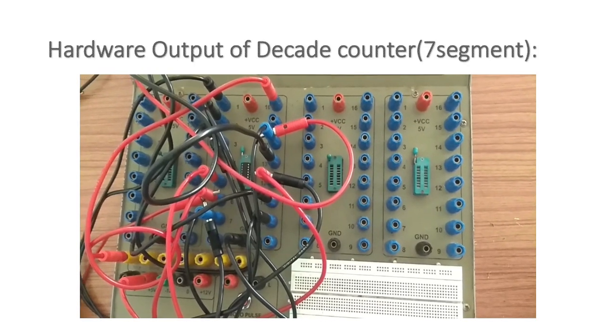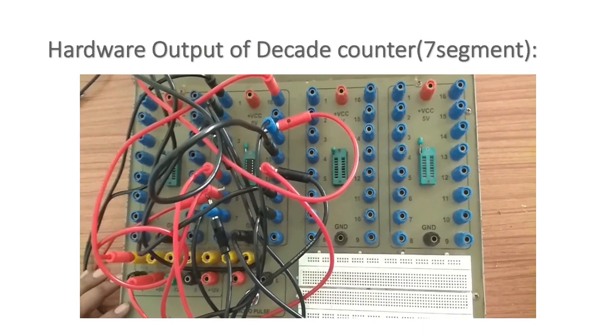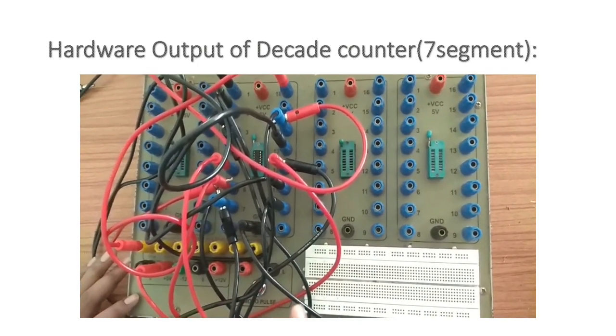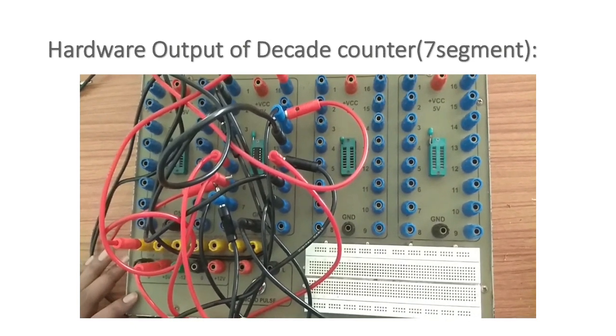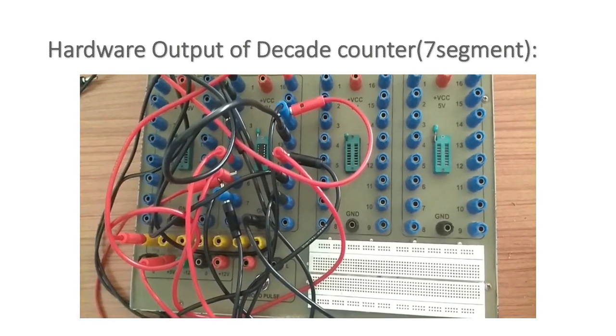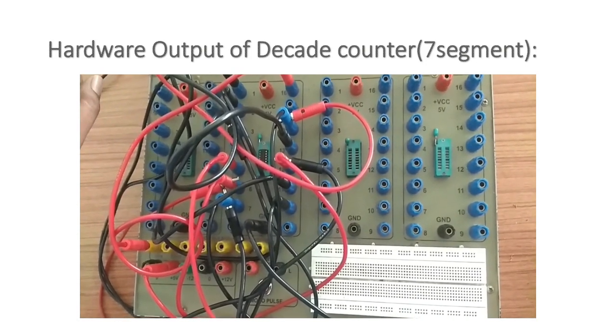Hi friends, so this is the circuit connection for the 7 segment counter. I made the circuit connection as per the 7 segment counter circuit diagram, as I explained the operation before. So now I will turn on the trainer kit. It will count from 0 to 9.